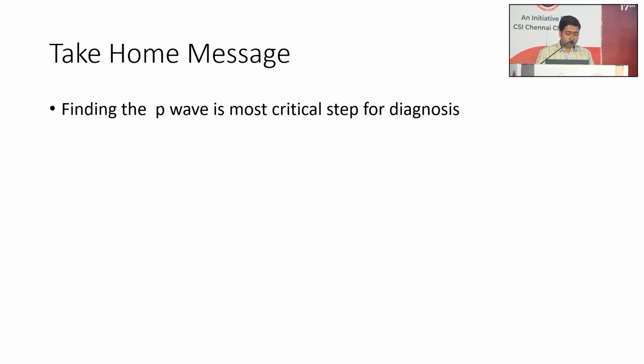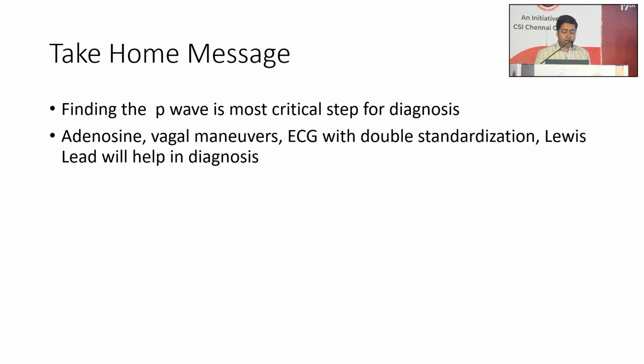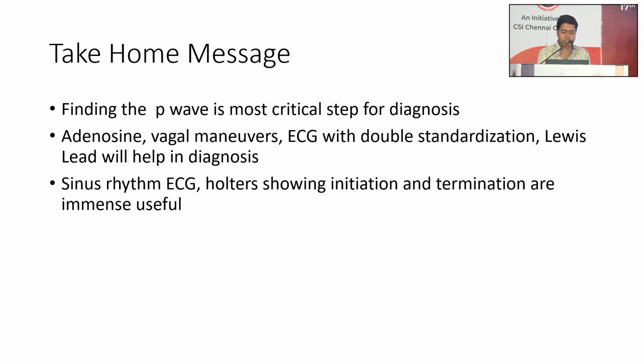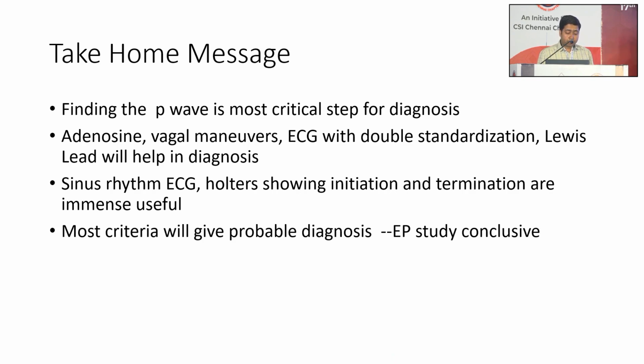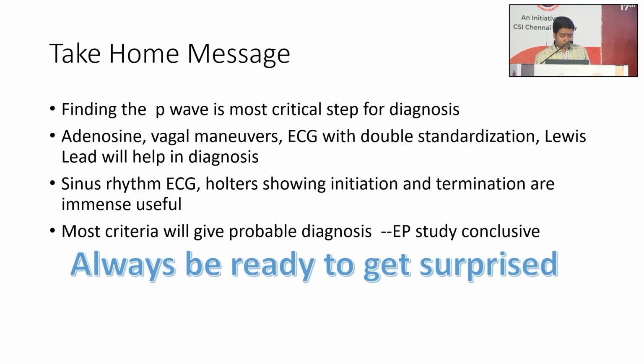So the take home message is that finding the P wave is the most critical step in the diagnosis of narrow complex tachycardia. Adenosine, vagal maneuvers, ECG with double standardization and Lewis lead will help in diagnosis. Sinus rhythm ECG and Holter showing initiation and termination are immensely useful, but the criteria will only give a probable diagnosis; EP study is the conclusive one. So we should always be ready to get surprised in the EP lab when we are doing ablation.